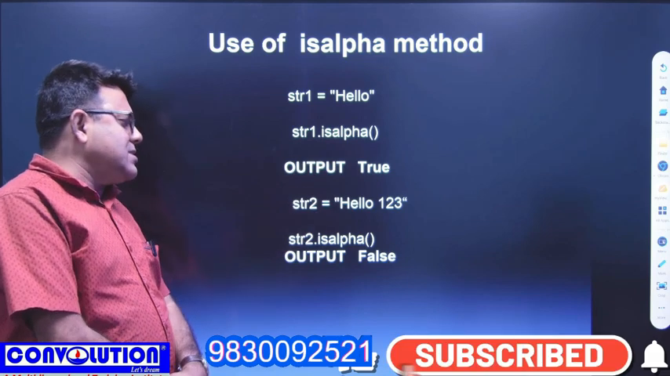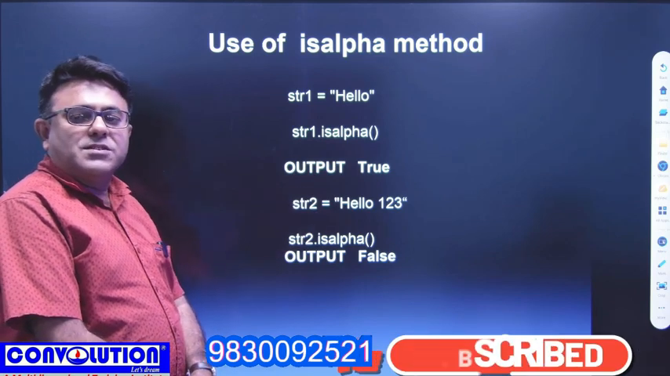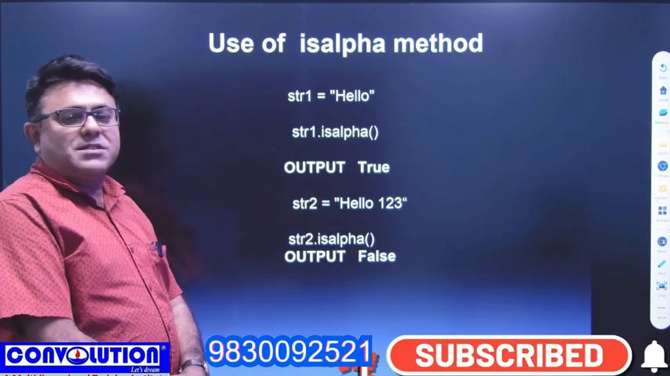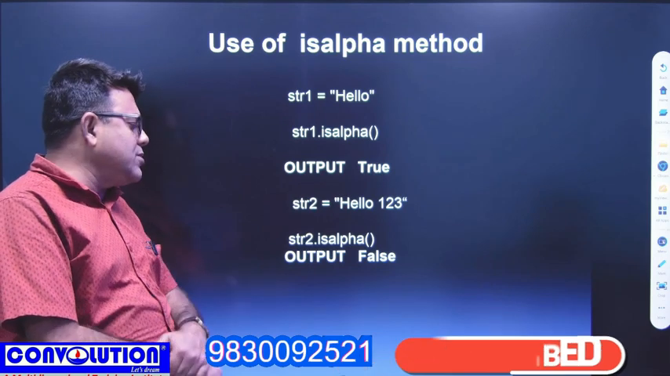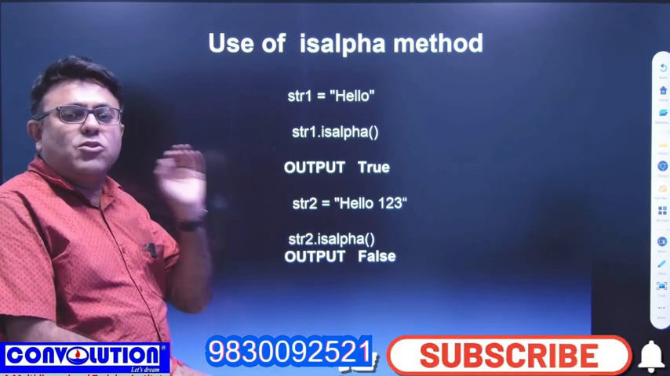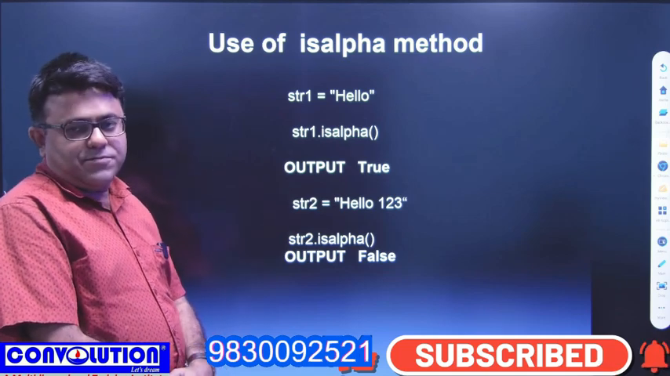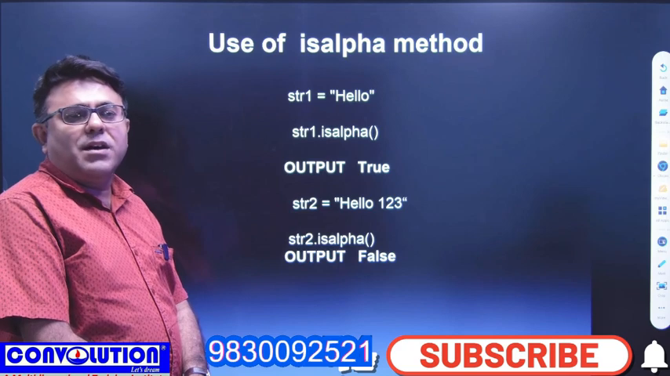But look at this one: str2 equal to "hello 123", and I am using the isalpha function. In this case the output is false, because it is not only alphabets; there are a space and 1, 2, 3. The numerics are also there, so it is not going to return a true value. isalpha checks whether only alphabets are there in a particular word or not. That's why in the first case it is true, but in this case it is a false value.